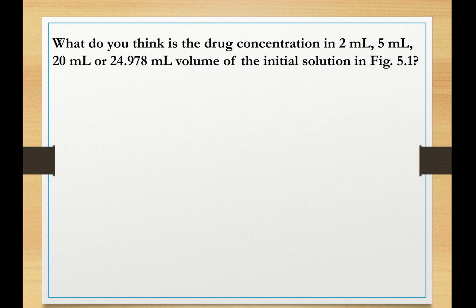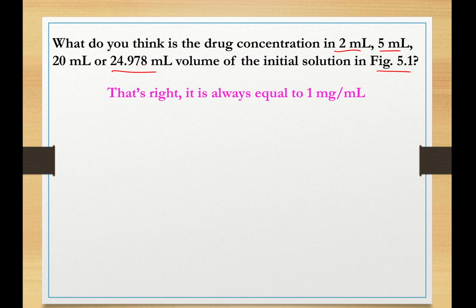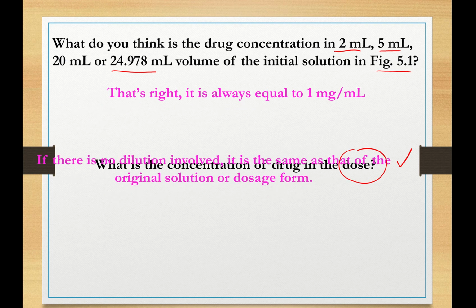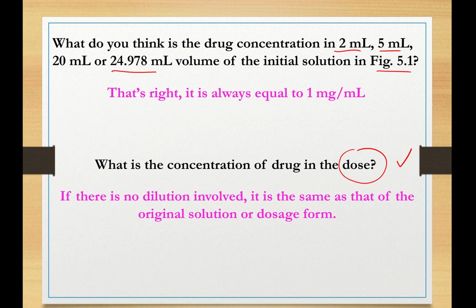What do you think is the drug concentration in 2 ml, 5 ml, 24.978, whatever you want to say, of the initial solution? As we said, since there is no dilution, it's always going to be equal to 1 milligram per ml. What is the concentration of drug in the dose? That's a question that many students get confused about. And the answer here is that if the dose is taken from the original stock solution, the original container of the drug without dilution, then the concentration is the same as that in the original solution.